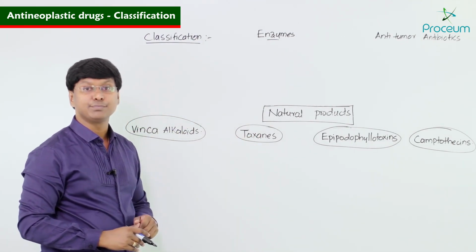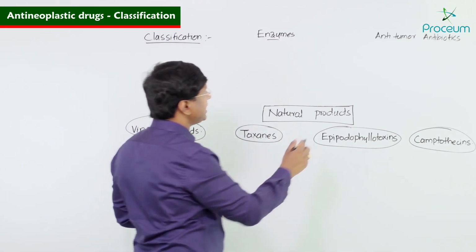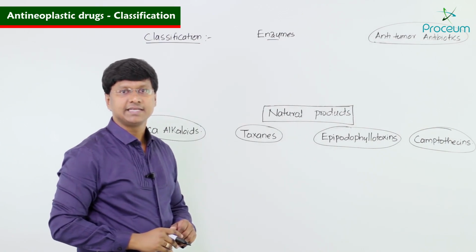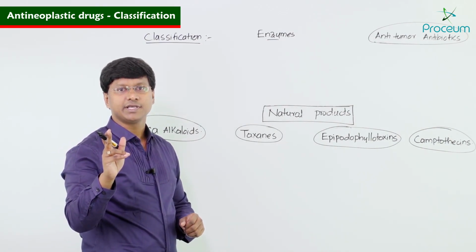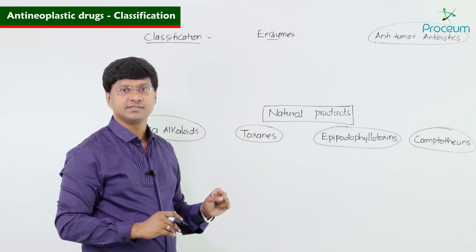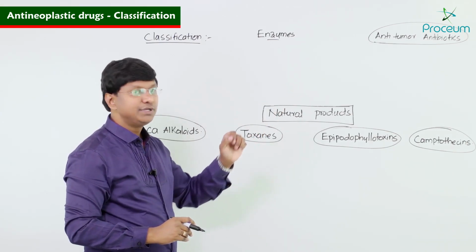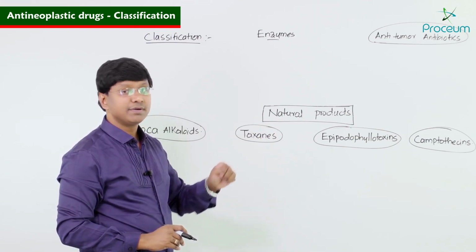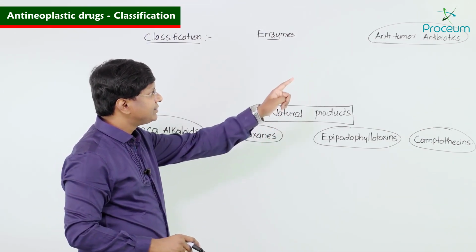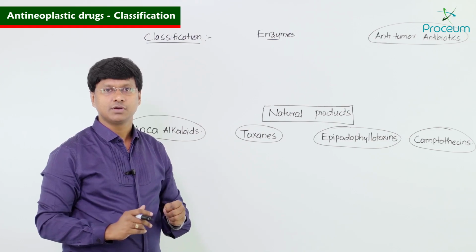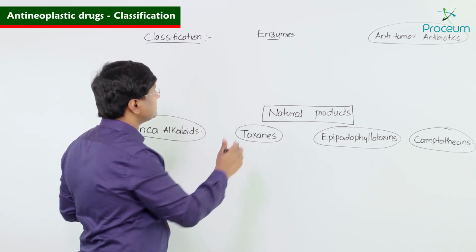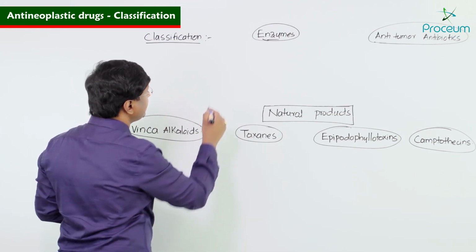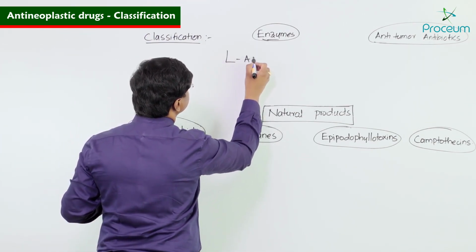That is your camptothecins. Next, you take the anti-tumor antibiotics. Anti-tumor antibiotics include anthracyclines, bleomycin, dactinomycin, and then mitomycin C. They are your anti-tumor antibiotics. Alright. Next, you take the enzymes. The enzymes which act as antineoplastic drugs include L-asparaginase.